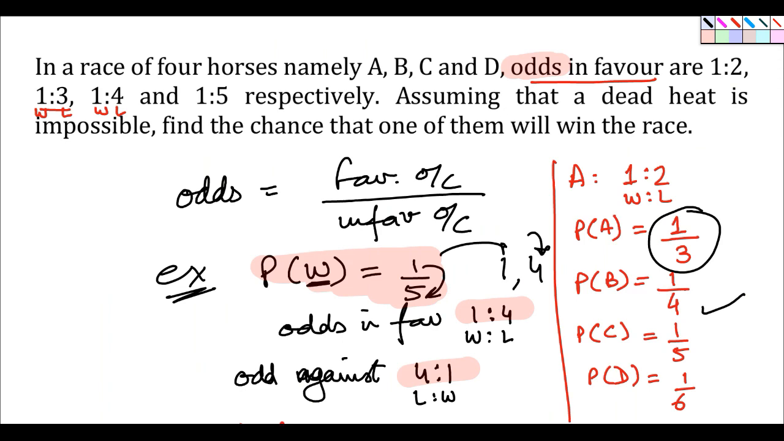And here, how do we convert odds into probability or probability into odds? Odds 1 is to 2, probability will be 1 upon 3. Odds 1 is to 5, probability will be 1 upon 6. And remember, these are odds in favor. So the probability of winning will be 1 by 6, and the probability of losing will be 5 by 6. Right?